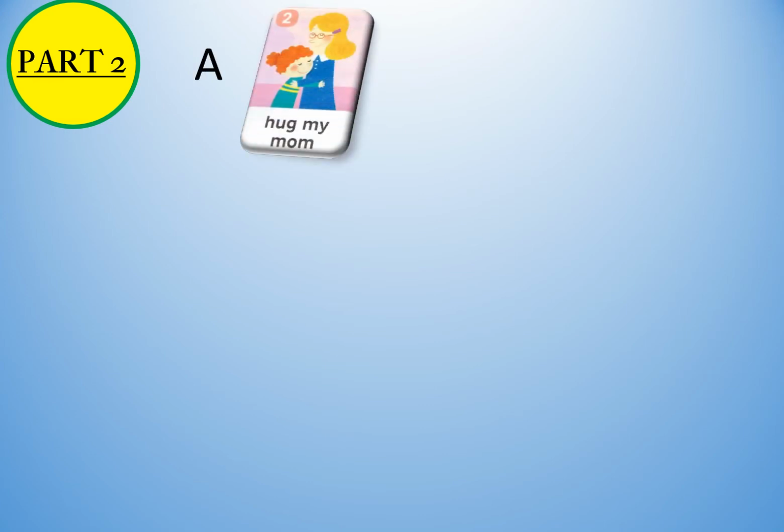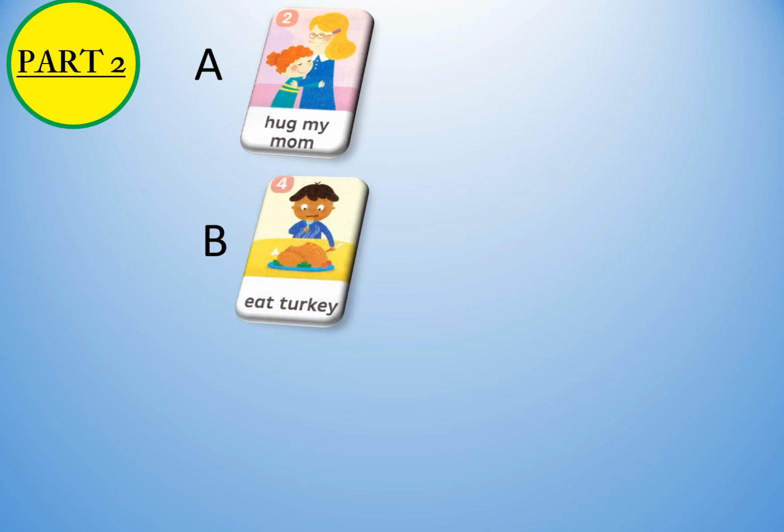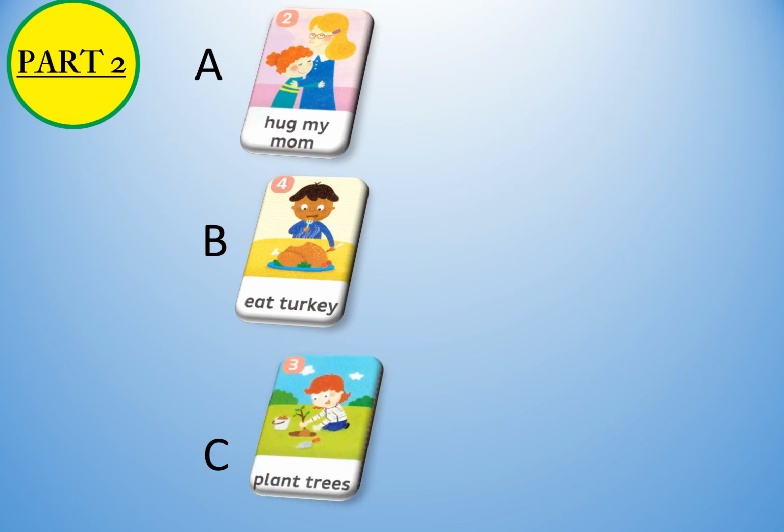Okay, here is part two. Part two, you had to match the letter and the number. You had to write the letter first and then match the number of the picture. So let's see what we got. What was A? A was 2, hug my mum. A, 2, hug my mum. B, 4, eat turkey. B, 4. C, number 3, plant trees. C, 3.